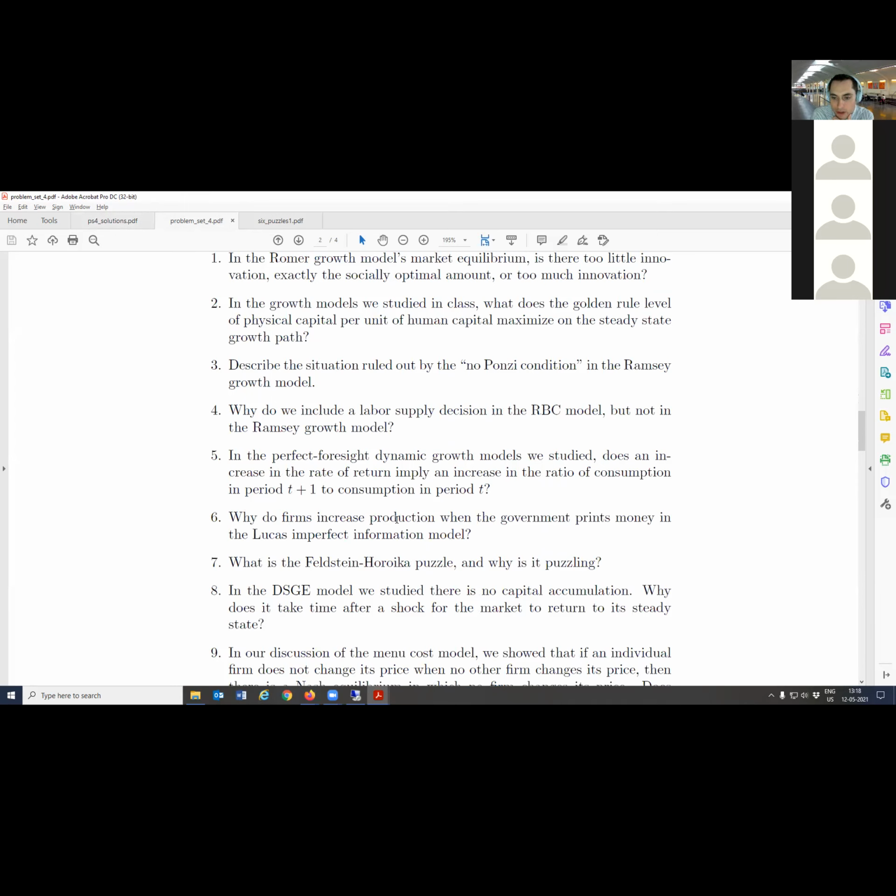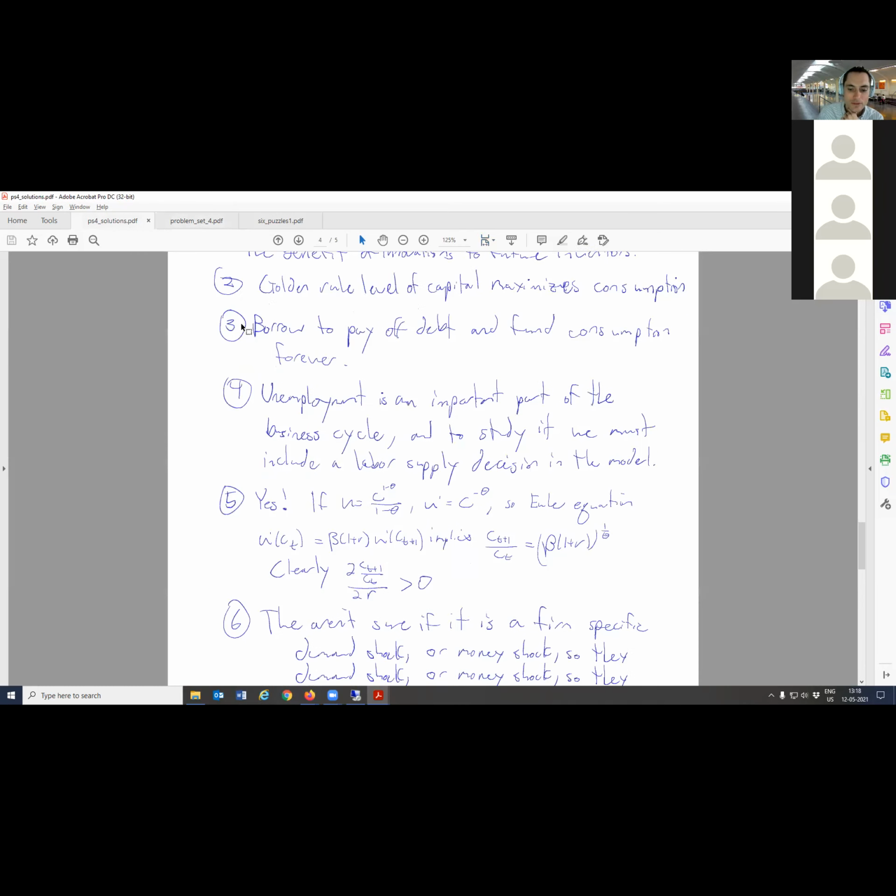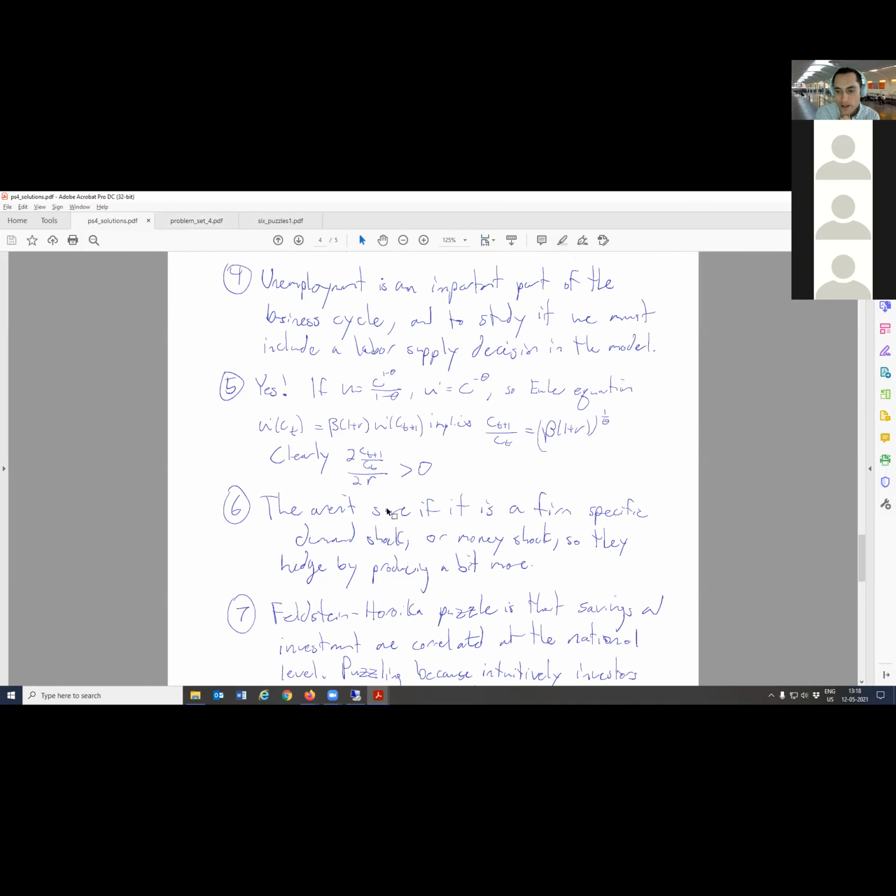Number 6, why do firms increase production when the government prints money in the Lucas imperfect information model? All right, so the firms aren't sure if it's a firm-specific demand shock or a money shock, so they hedge by producing a bit more, right? They're tricked. When they see that their product is selling really well, they're not sure whether it's because people suddenly like their product more, or because the government printed money and now everybody's spending more money. So to hedge their uncertainty, they start producing a little bit more.